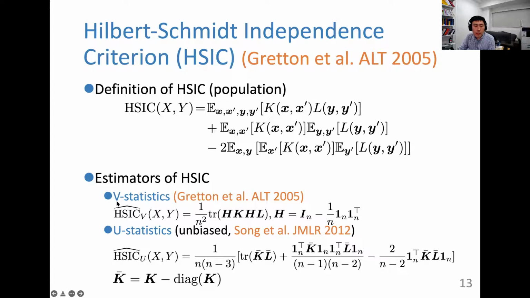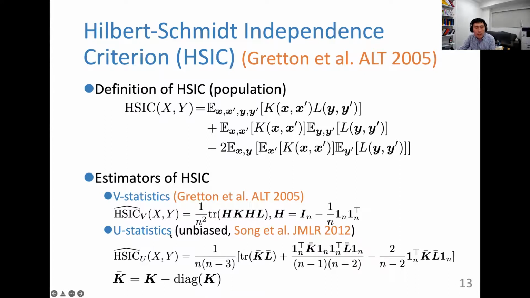One popular approach is based on the V statistics, proposed by Gretton et al. It is computed in this way: K is a Gram matrix for the input X, L is a Gram matrix for Y, and H is called the centering matrix. Then we can simply compute it in matrix form.